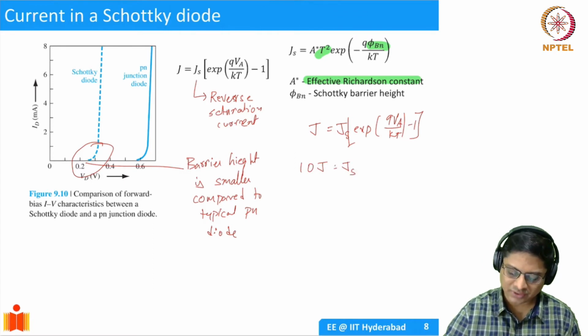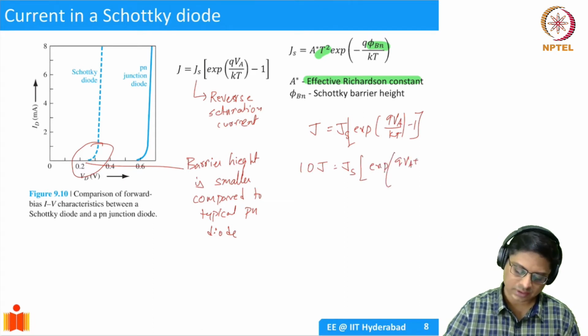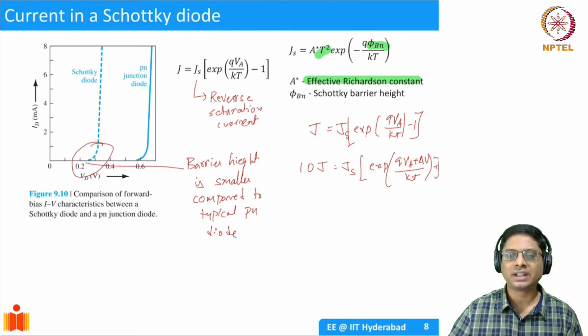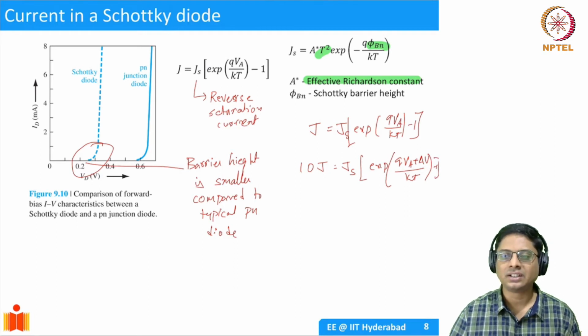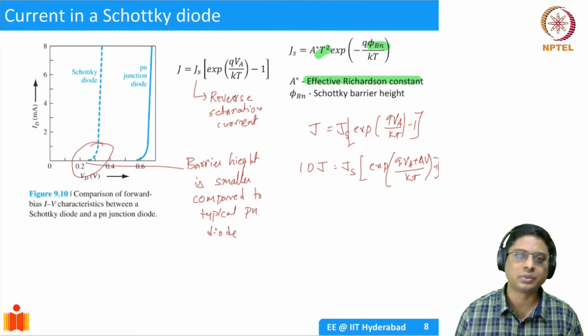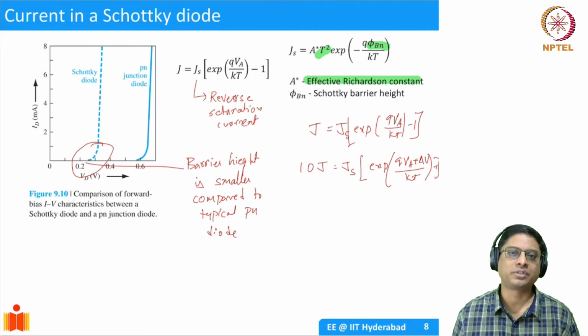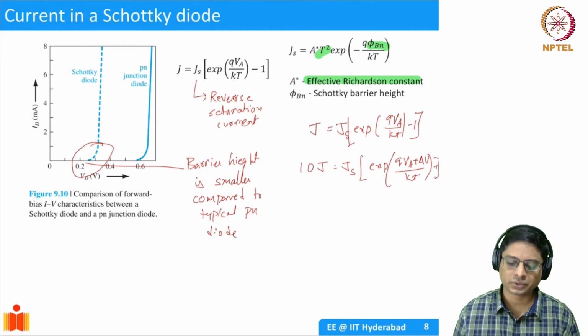Well, that's going to be Js times exponential of Q(VA plus delta V) by KT minus 1. So I need to increase my applied voltage by, let's say, delta V to increase the current tenfold. And how much is the delta V? I want to find out.